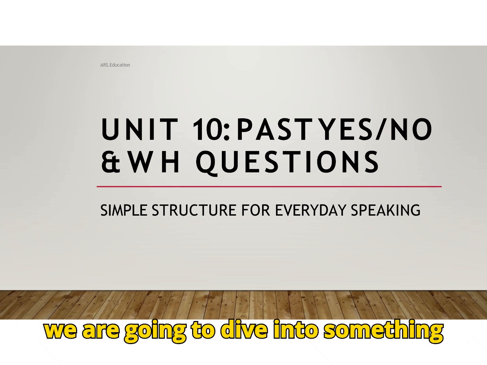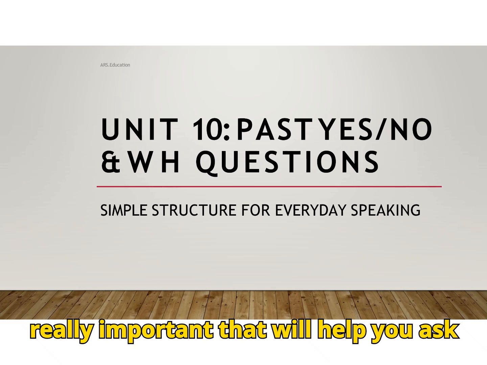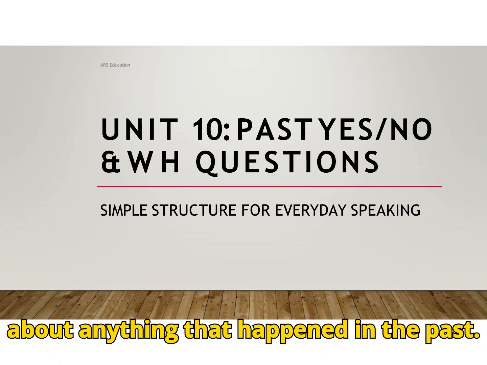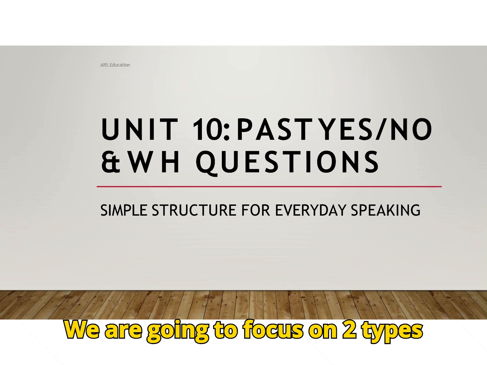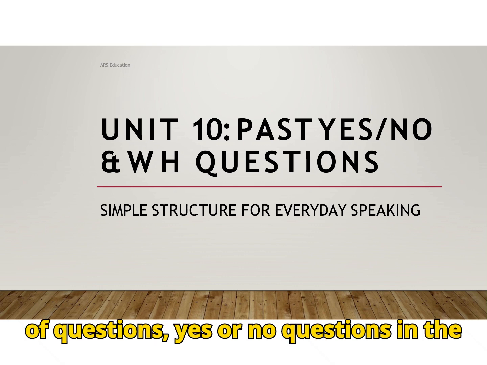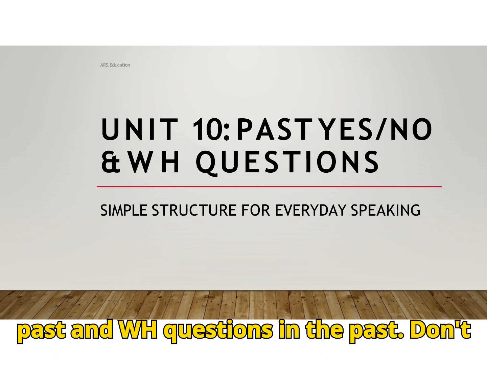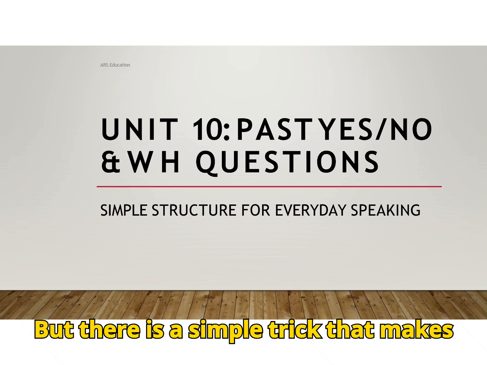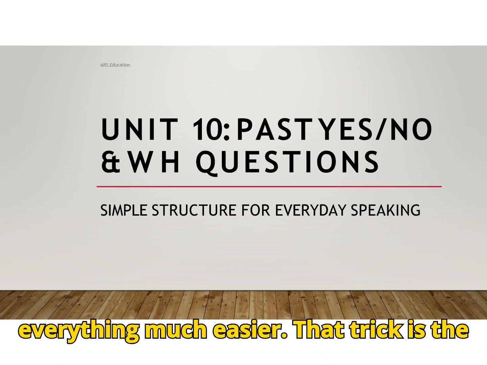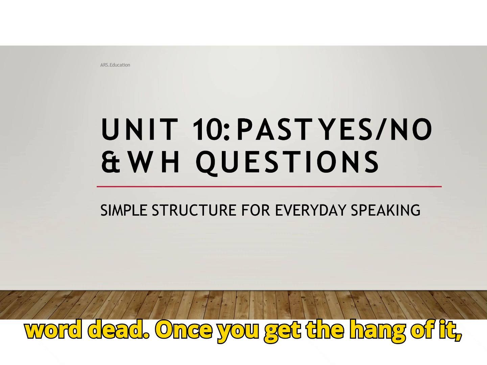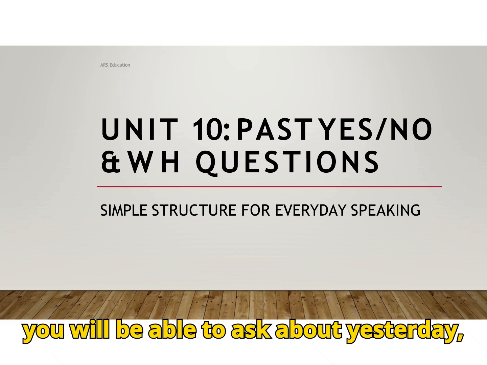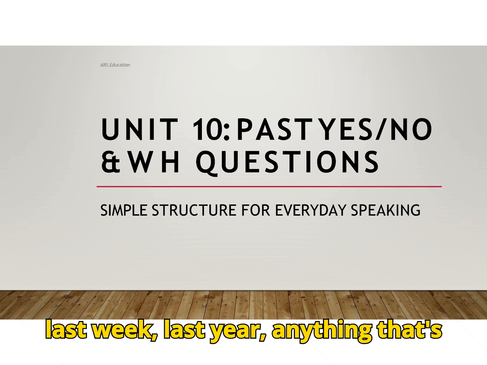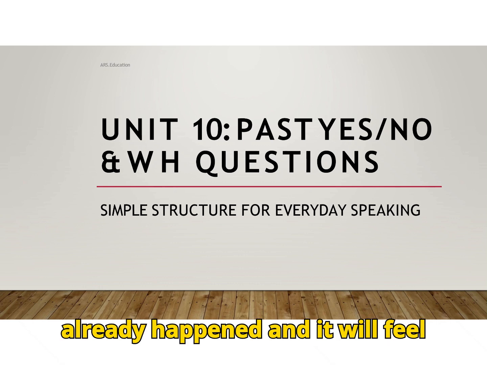Today we're going to dive into something really important that will help you ask about anything that happened in the past. We're going to focus on two types of questions: yes or no questions in the past and WH questions in the past. Don't worry, they sound complicated at first, but there's a simple trick that makes everything much easier. That trick is the word "did." Once you get the hang of it, you'll be able to ask about yesterday, last week, last year, anything that's already happened, and it will feel natural.